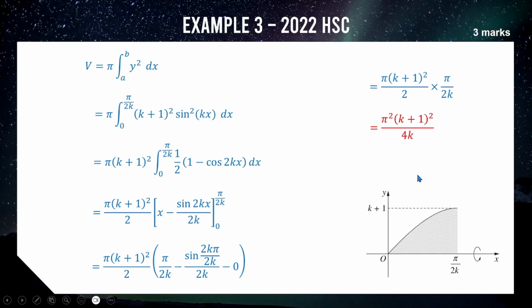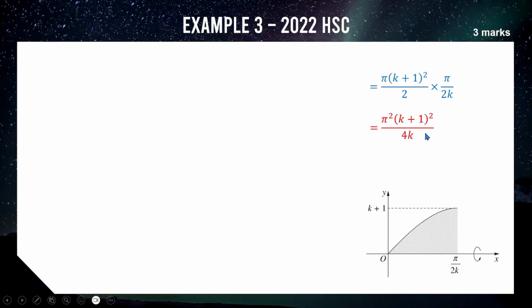Now to solve for k, the question told us that this volume is going to be equal to, I think it was pi squared from memory, wasn't it? Let's have a look. Pi squared, yeah, okay, cool. So here is our equation to solve. Find where the volume is equal to pi squared and solve for k. All right, so because there's a pi squared on both sides, we can just divide by pi squared and get k plus 1 squared over 4k is equal to 1.